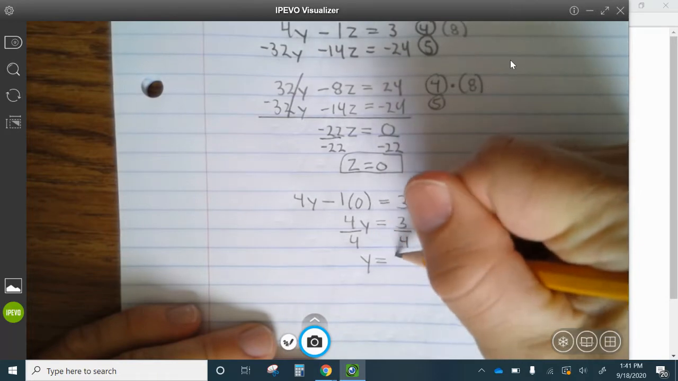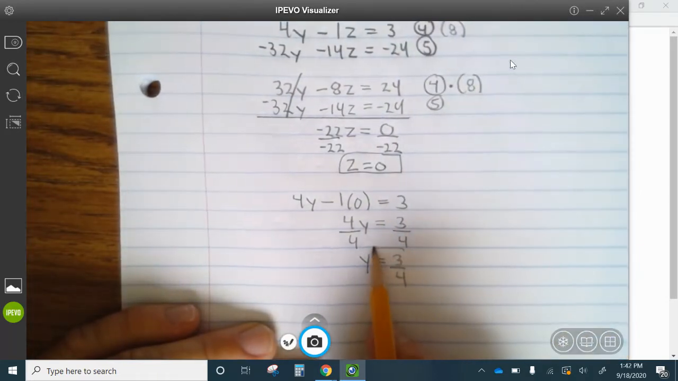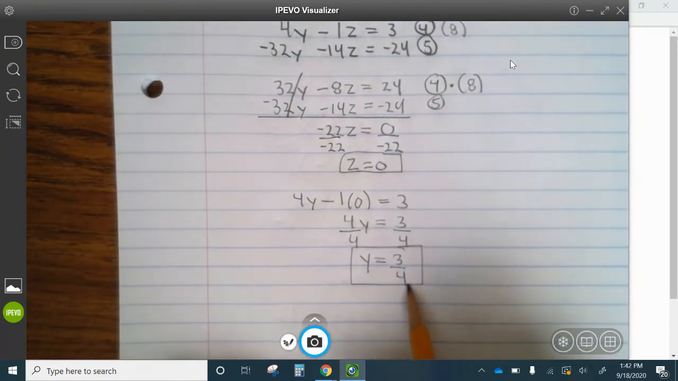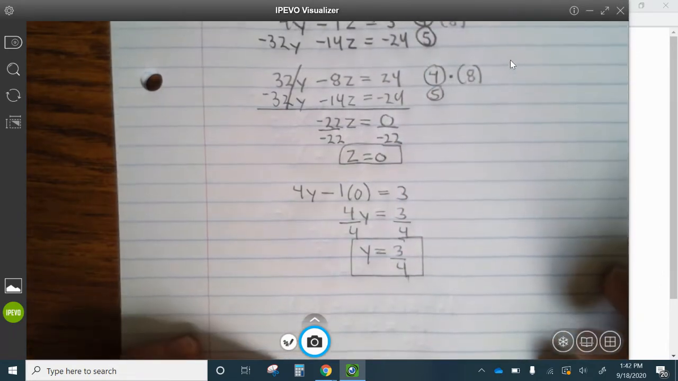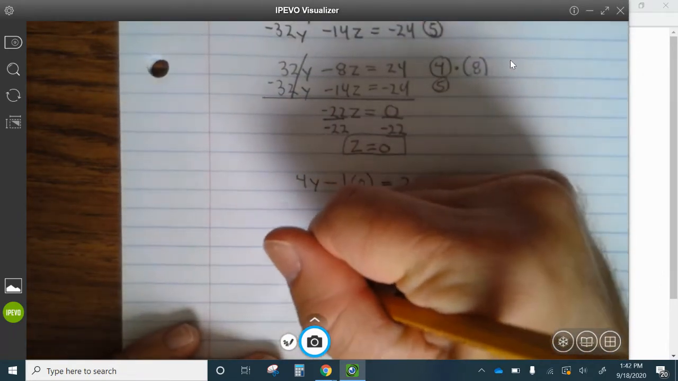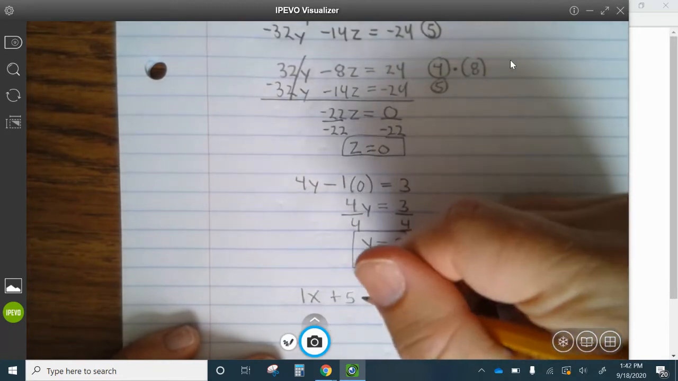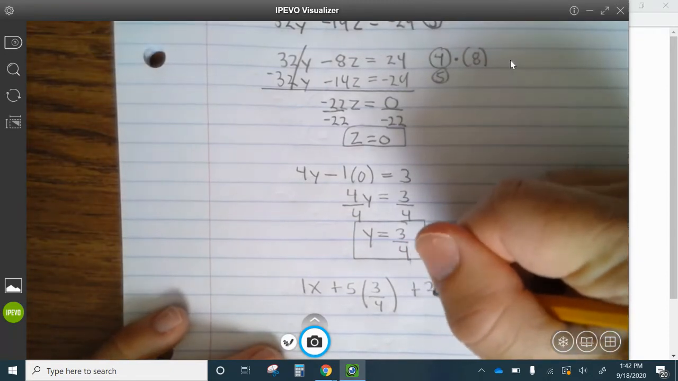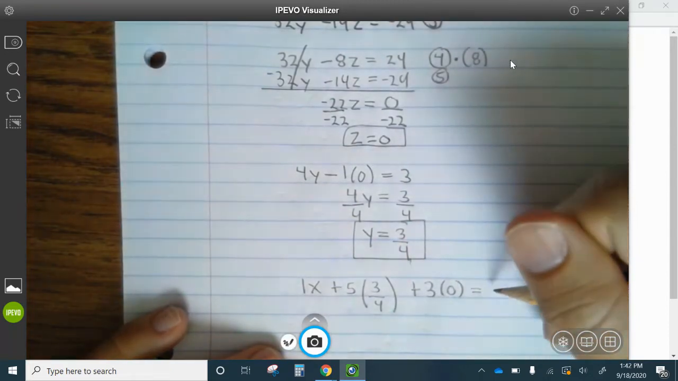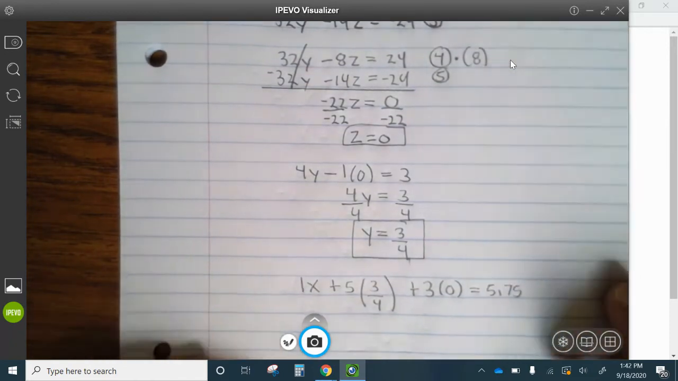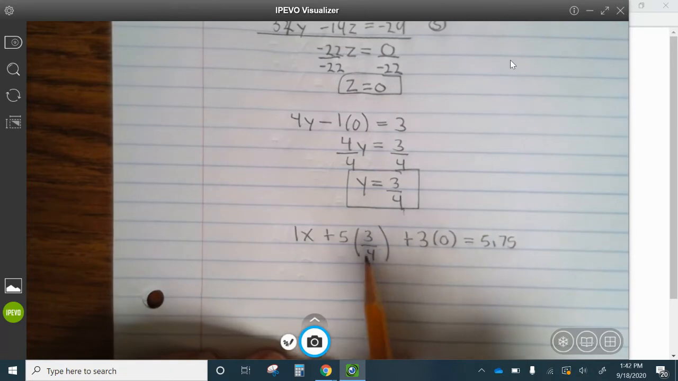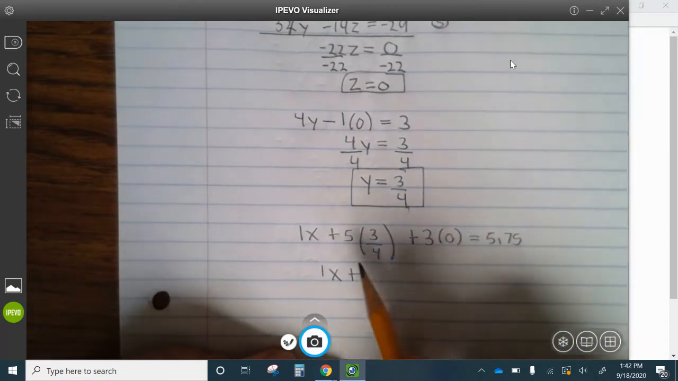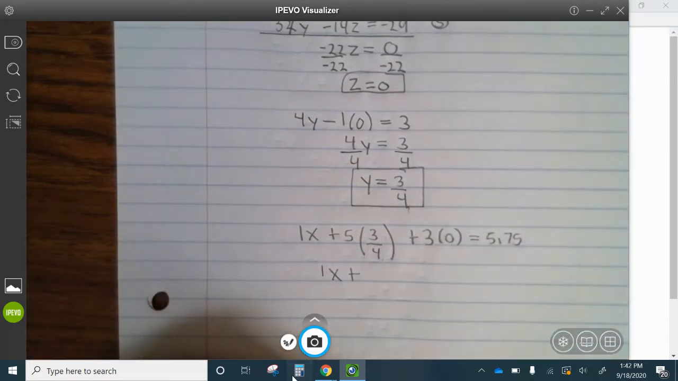Now we're going to plug in 0 and 3/4 into any of the equations. I'm just going to plug it into equation 1, so that's 1x plus 5 times y, which is 3/4, plus 3 times z, which is 0, equals 5.75. Let's convert this into a decimal to make it easier. So that's 1x plus 5 times 3 is 15. 15 divided by 4 is 3.75.